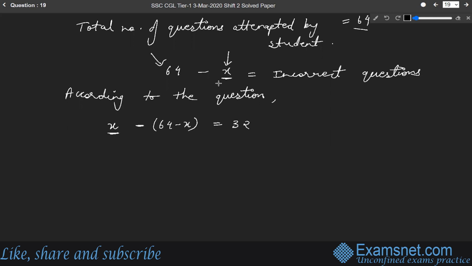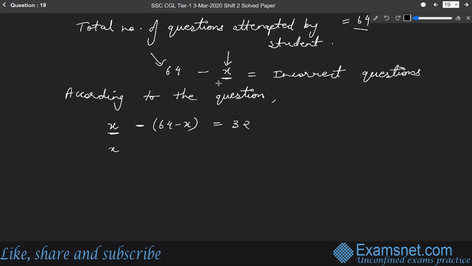So this is the condition that is formed according to the question, because it is given that he attempted 80% of the questions, means he attempted 64 questions. And out of 64 questions, if X are correct, then the remaining ones are incorrect. So 64 minus X is incorrect questions. And he got 32 marks. So X minus (64 minus X) will be equal to 32. This is the required condition according to the question. Now we have to solve this equation.